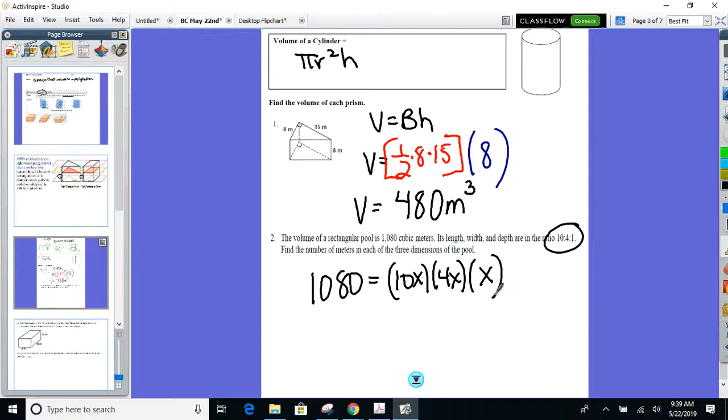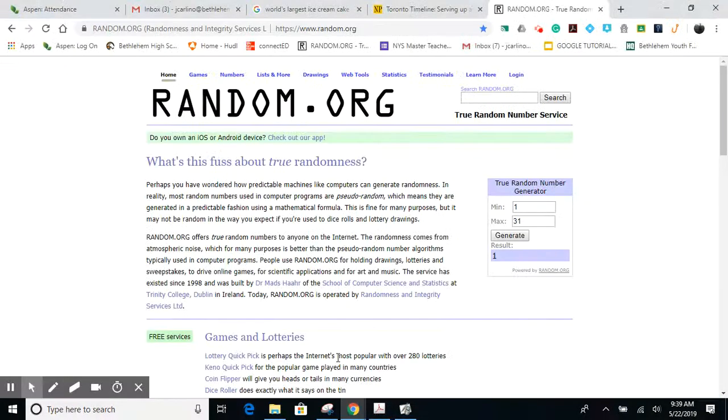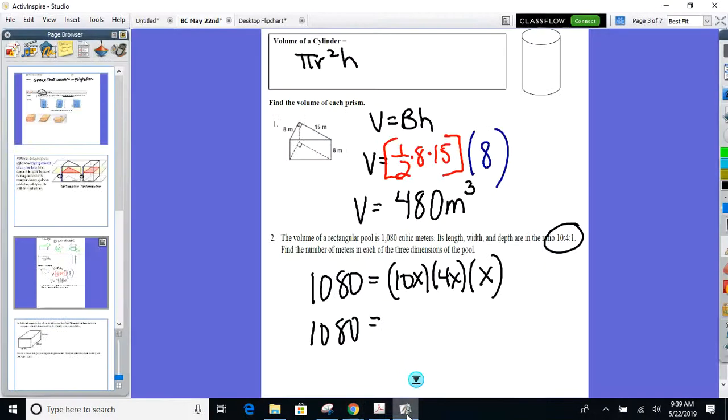Whew, how many algebra champs in the house now? Algebra champ? Who is it? All right, I'm not even going to ask. 10x, 4x, and x. Correct.